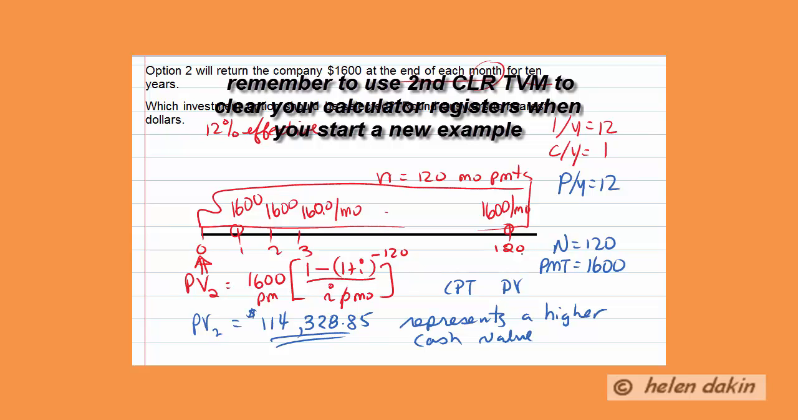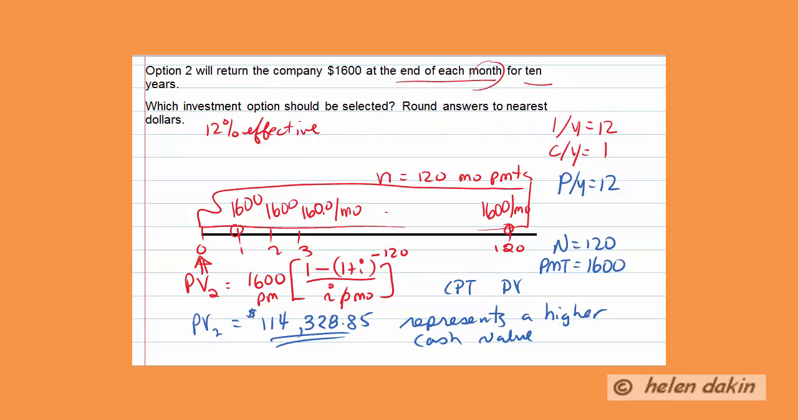And incidentally, the total payments of $1,600 per month over the 10 years is 120 times 1,600, and 120 times 1,600 is $192,000. So it's $8,000 less in total payments than option number 1. And yet they still represent a higher cash value or a higher net present value using an interest rate of 12% effective. So option number 2 should be selected.